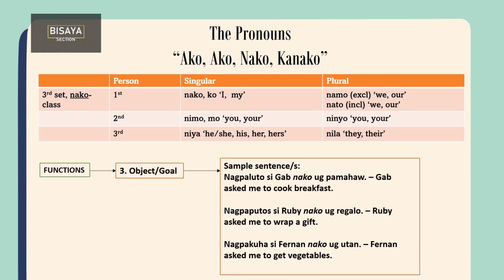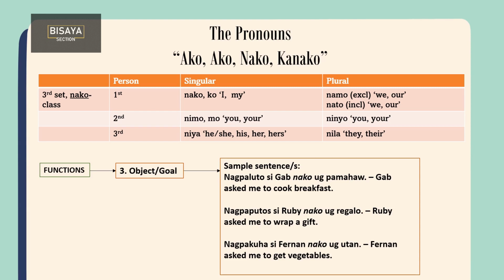And last but not the least, another function of nako is as an object or the goal. Sample sentence is, nagpaluto si Gab nako og pamahaw. Gab asked me to cook breakfast. And nagpaputo si Ruby nako og regalo. I'm like the object here. Nako, myself, is the object because I received the action of the verb. Ruby asked me to wrap a gift.